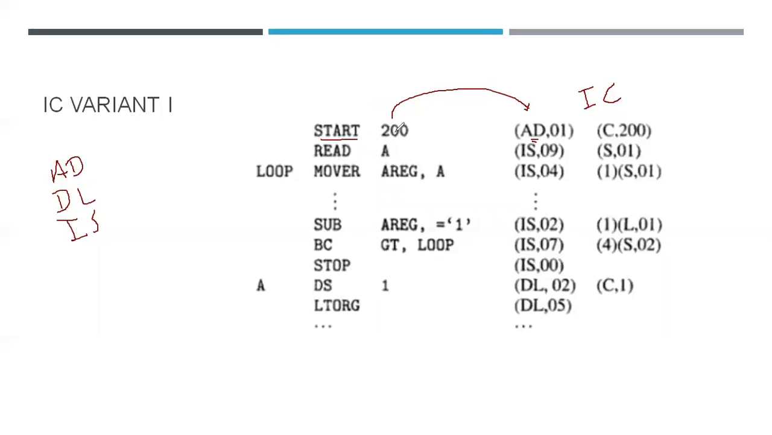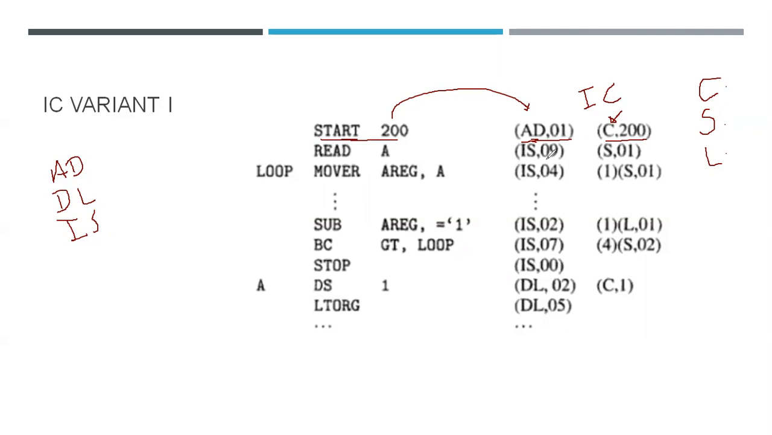After start, we know that 200 is obviously a constant, because LC is initialized with this address. So, the type of the operand. Operand can be C, S, or L. What is meant by C? C means constant. What is meant by S? S means symbol. What is meant by L? L means literal. So for this particular line, START 200, we have intermediate code AD, 01, C, 200.